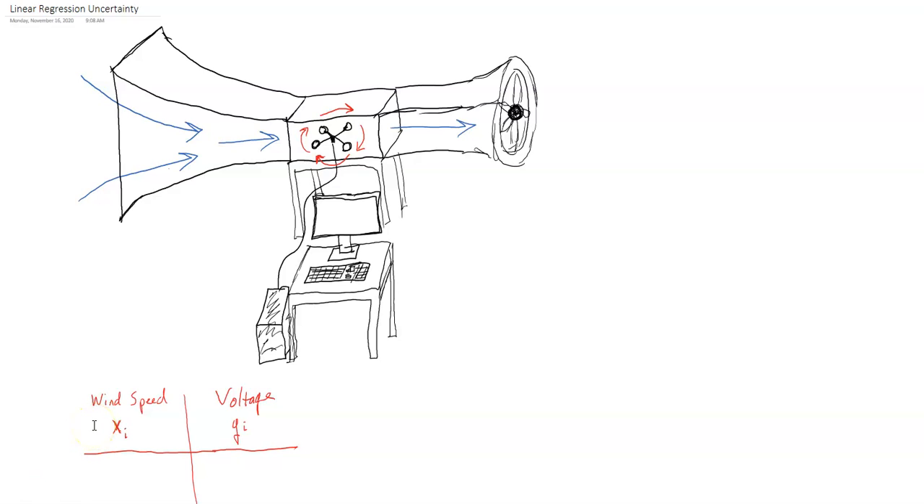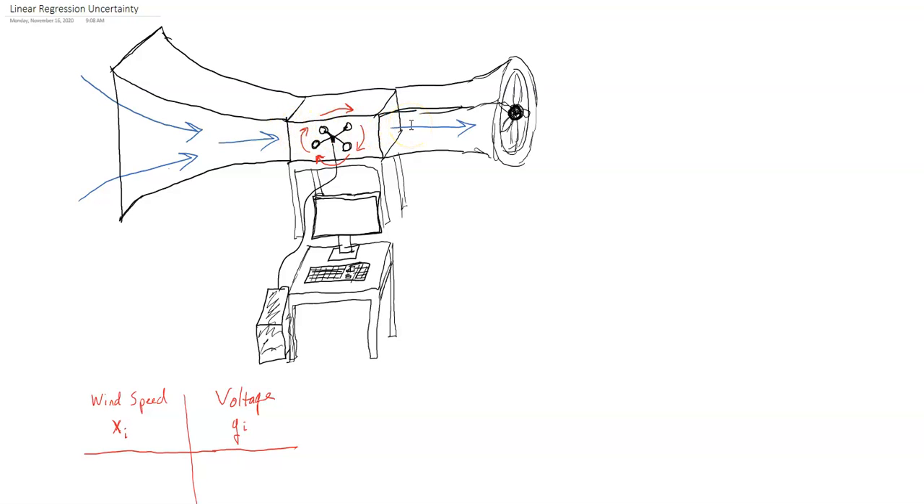Hi everyone. Today we're going to be talking about uncertainty in a linear regression. And so I've set up this kind of toy experiment here where we have some sort of wind speed sensor here that we're putting in our wind tunnel, and we're going to program our wind tunnel to pull through air at various velocities.